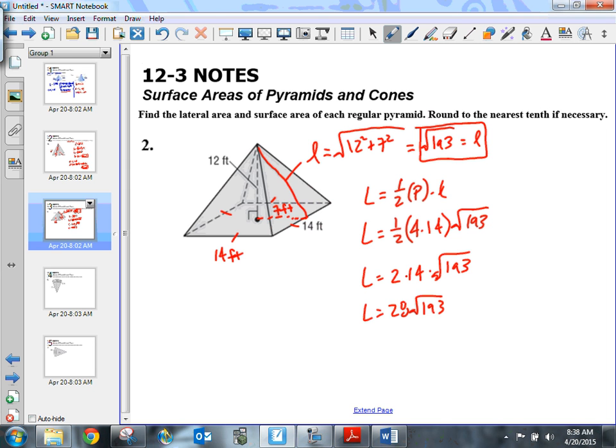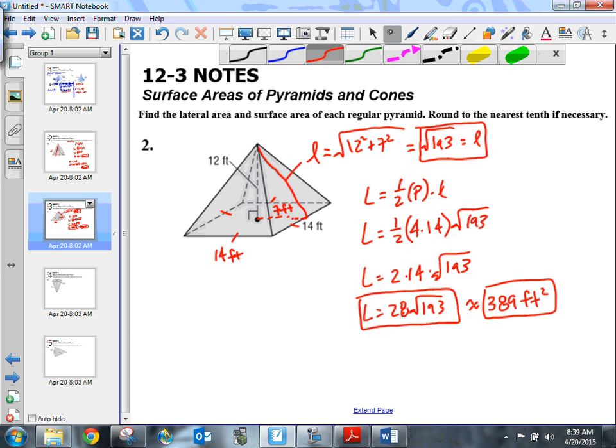All right, so since I have this, I'm going to use this to operate with. We can approximate this and get an actual value. We'll round to the nearest tenth. If we plug this into our calculator and round to the nearest tenth, we end up getting 389 feet squared. But when I'm finding my surface area, I want to use this to evaluate to help with that.